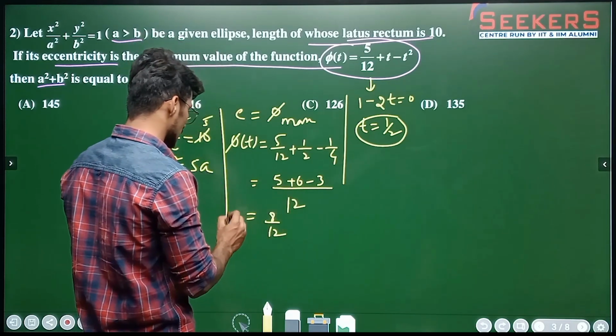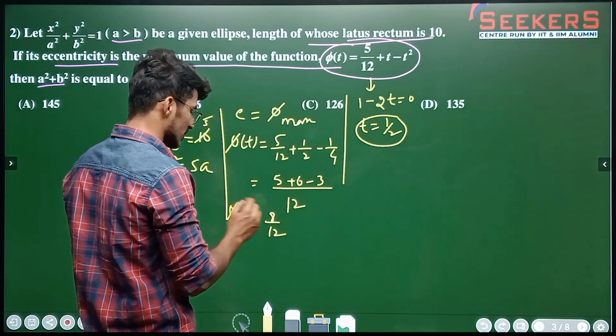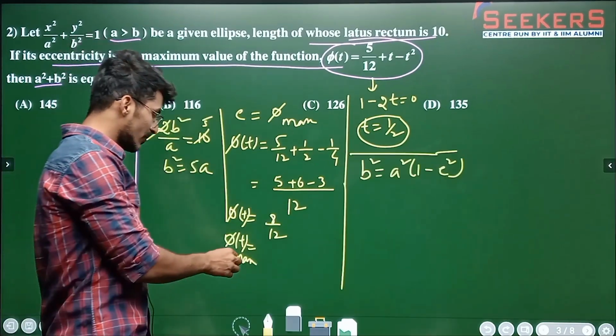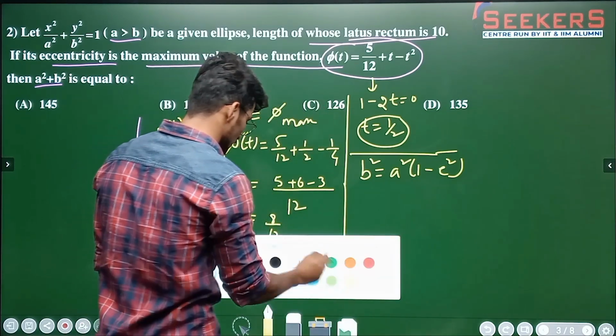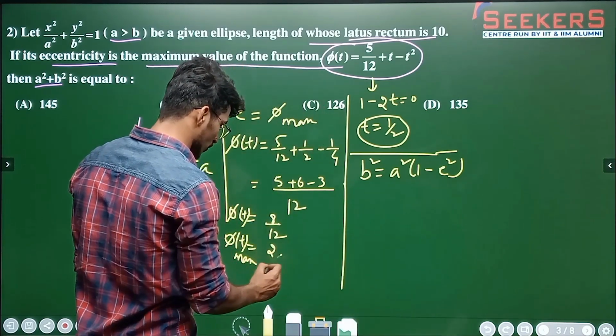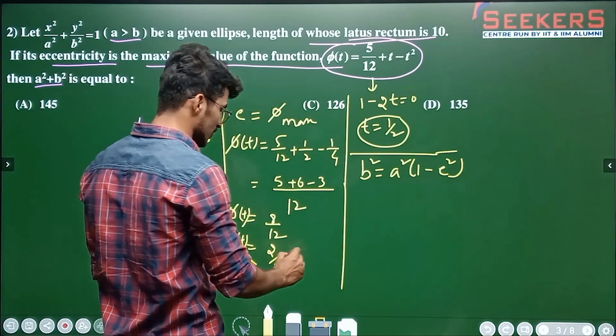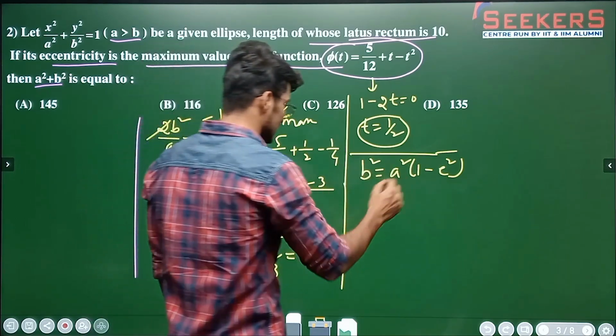8 by 12 is what? Maximum value of this function. So the maximum value of this function is what? 4 twos, 4 threes. Alright, 2 by 3 I am getting, which is the eccentricity here. So now let us substitute over here.